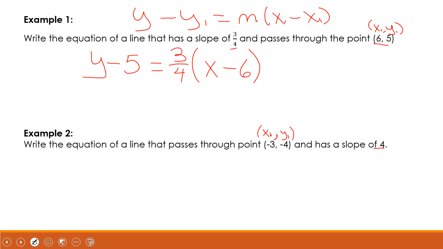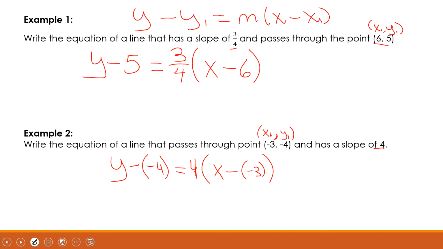So now I have to worry about my signs. Again, it's y minus y1. So if you want to do it this way, y minus my y1 value, minus negative 4, equals my slope, which was 4, times x minus negative 3. My x1 value is negative 3. Does that make sense to everyone to do it this way?